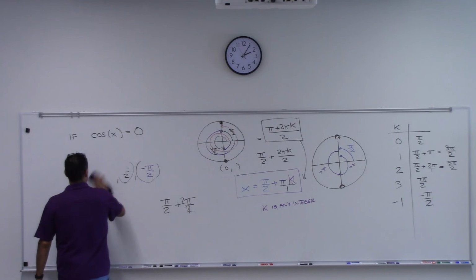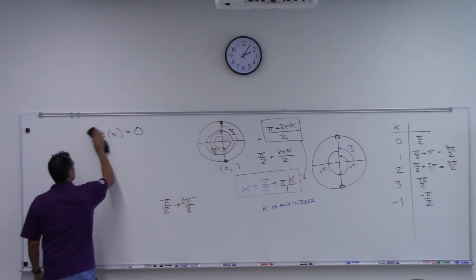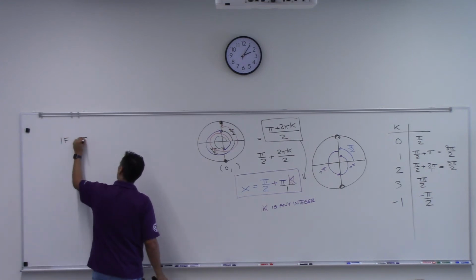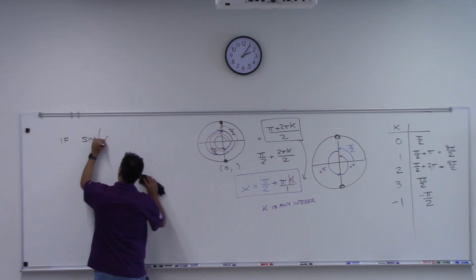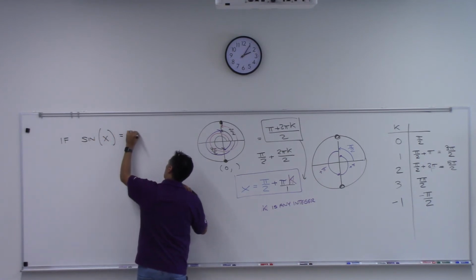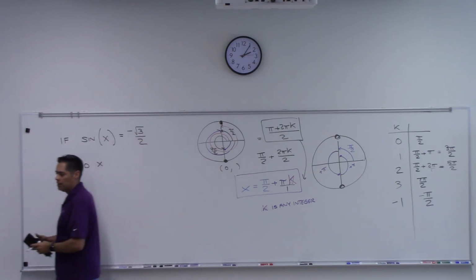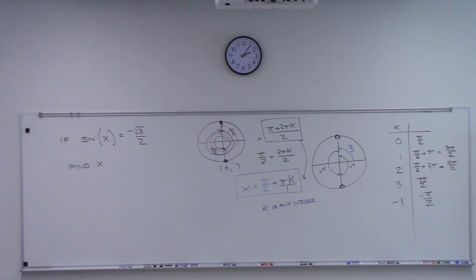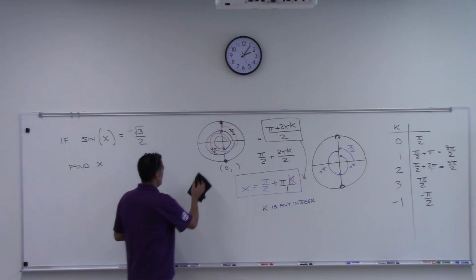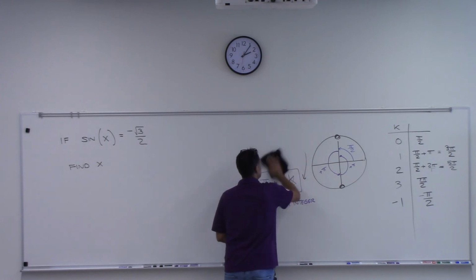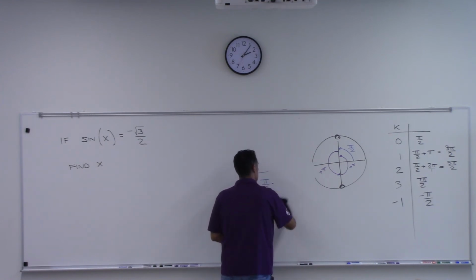Let's try another one. What if I tell you that sine of x equals negative root 3 over 2 and ask you to find x? Who wants to tell me in words what this is asking us to do? Like in terms of the unit circle.